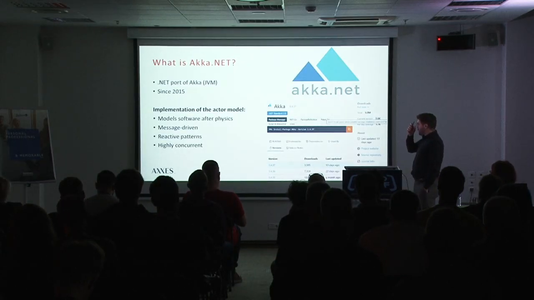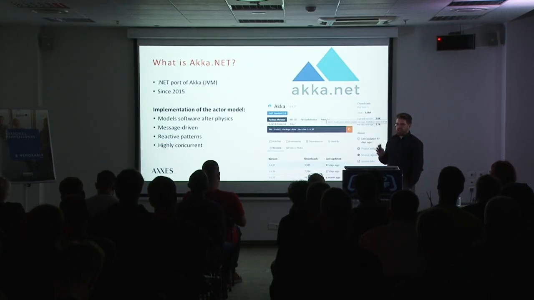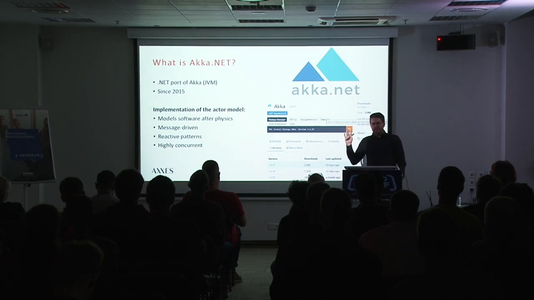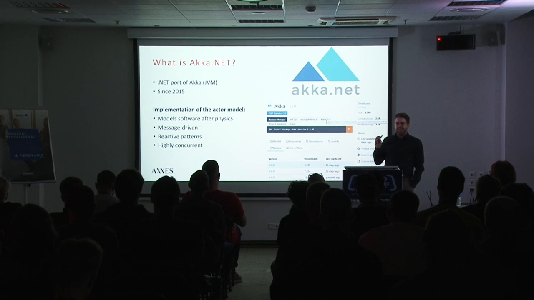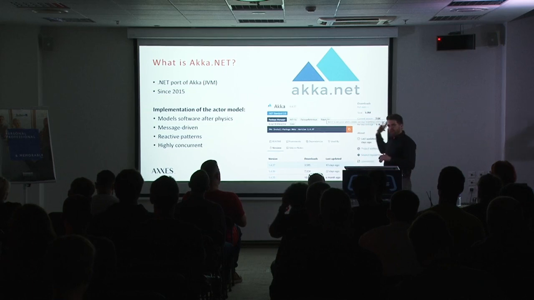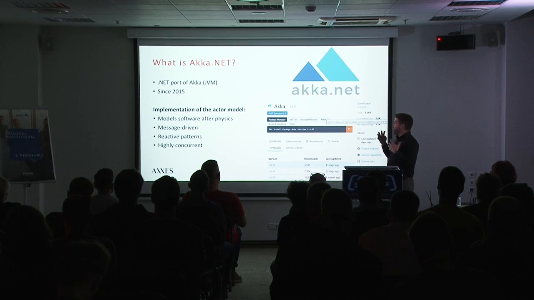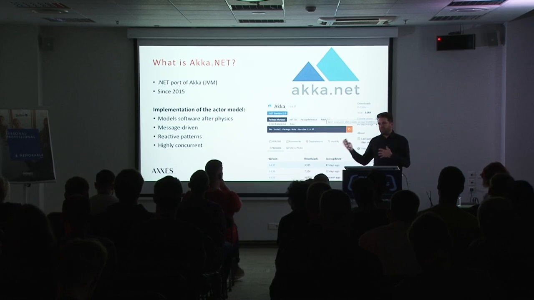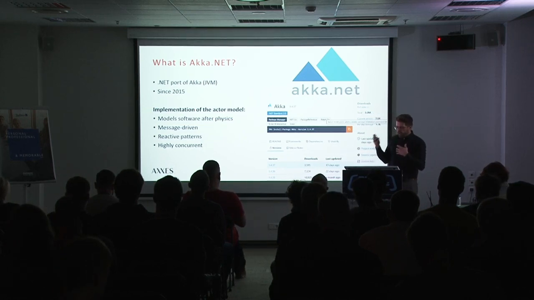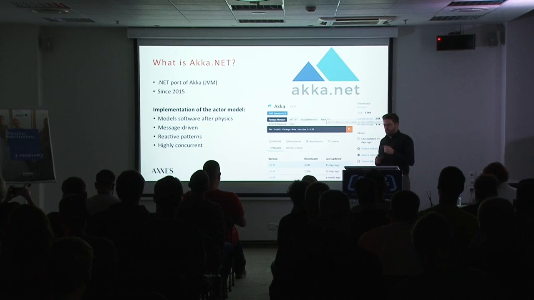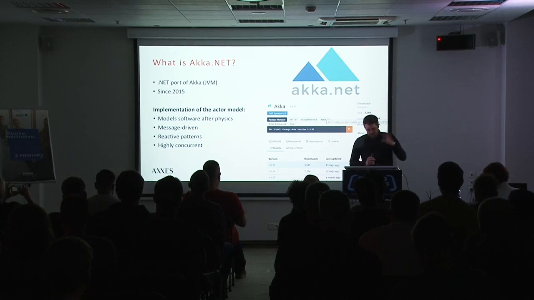Now, what is Akka.NET? It's a .NET port of Akka on the JVM, which is a project made by Lightbend. It is at the moment in a little bit of a storm because they changed their licensing model. Akka.NET is not affected by that because it's not built by Lightbend. But it is an implementation of an actor model. And what actor models do is they try to model software the same way that the world works. We will have actors and they will communicate with each other through a message-driven reactive pattern. And it gives us high concurrency. That's all you need to know for now.